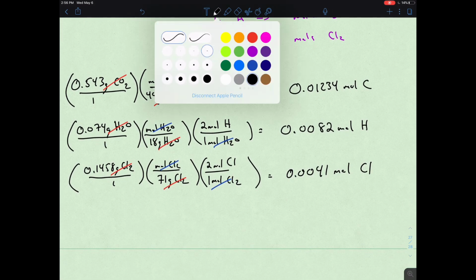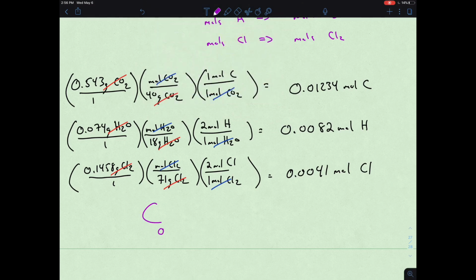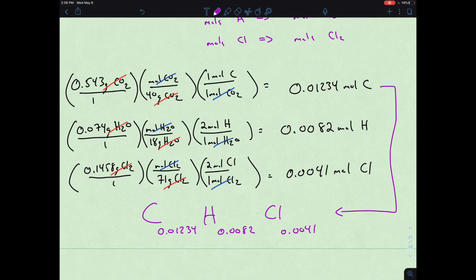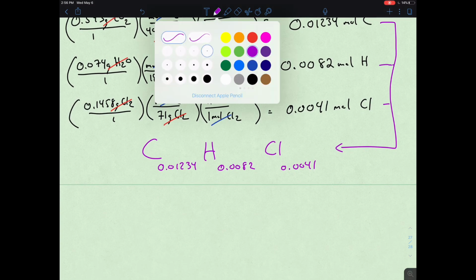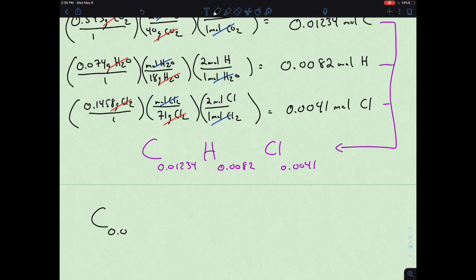So that's helping us to develop that formula, right? We have our 0.01234 moles of our carbon, 0.0082 moles of the actual hydrogen, and then 0.0041 moles of our chlorine. So now we're simplifying that process, right? So we wanted to divide really by the chlorine in this case.